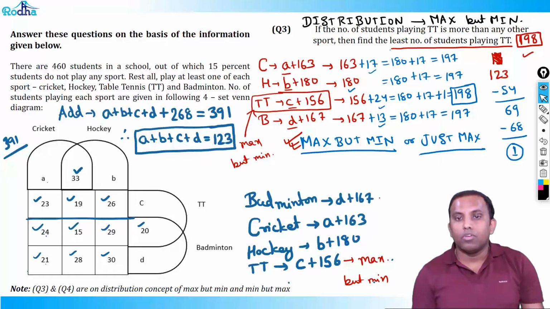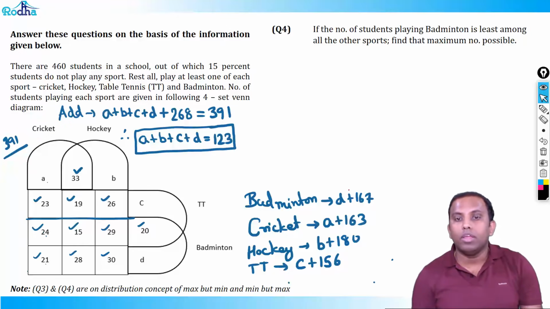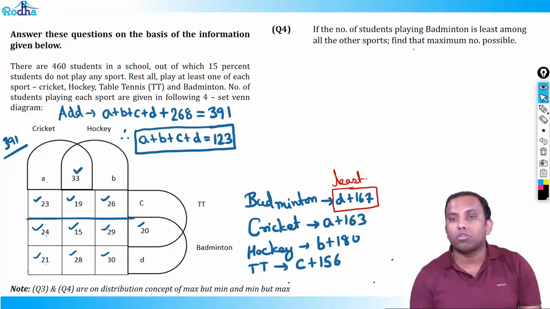Okay, now we will see the next question, right? If the number of students playing badminton is least among all the other sports, now this time badminton has to be in the least part. But find that maximum number possible, right?